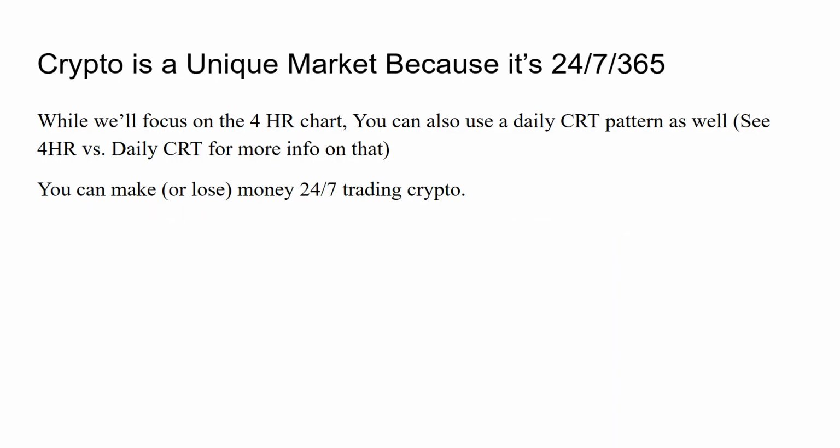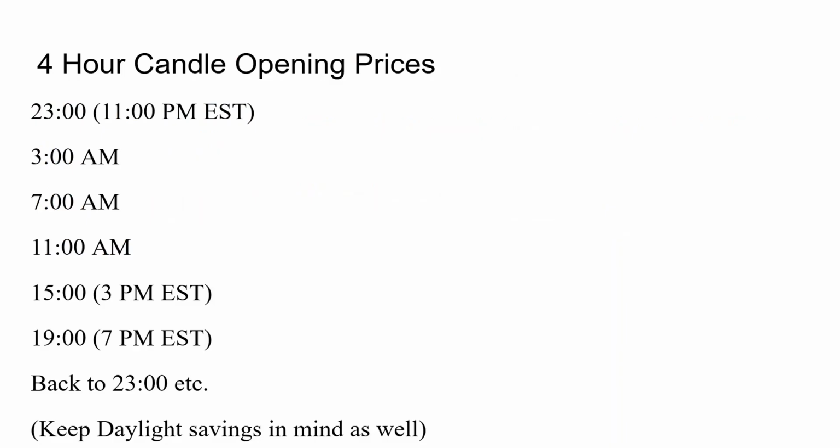While we're going to discuss the 4 hour chart, of course, crypto is a unique market because it's 24/7, 365. You can also use the daily candle range theory pattern. You can check the video comparing the two, the 4 hour and the daily candle range theory, for more info on that. But I wanted the focus of this video to be the 4 hour chart. And using this method, you can make or lose money 24/7. You can really set your own schedule.